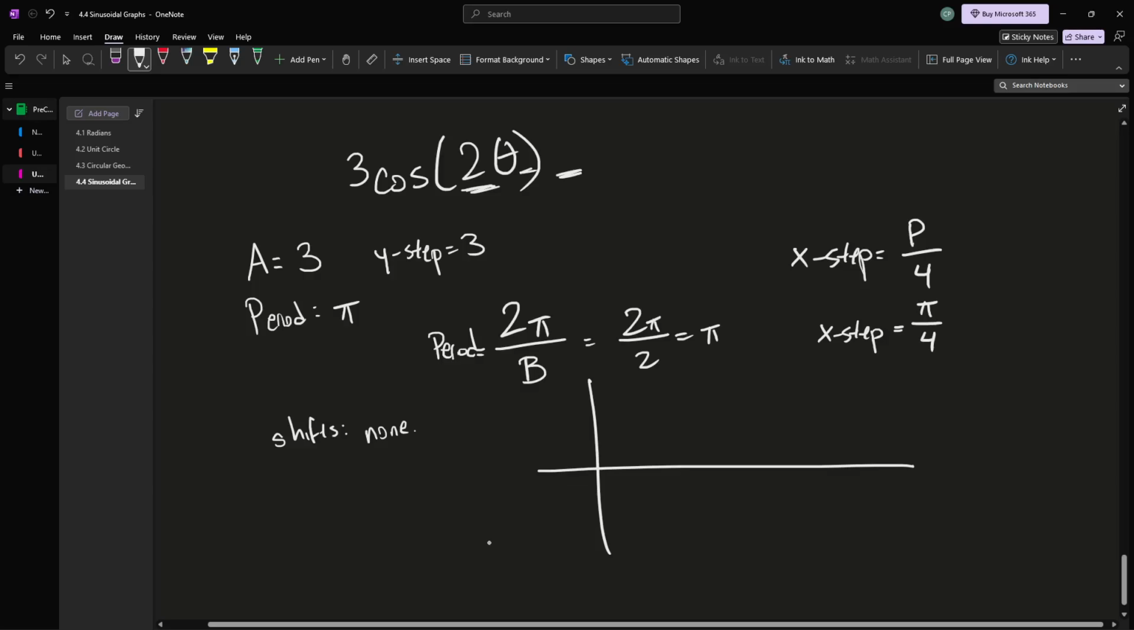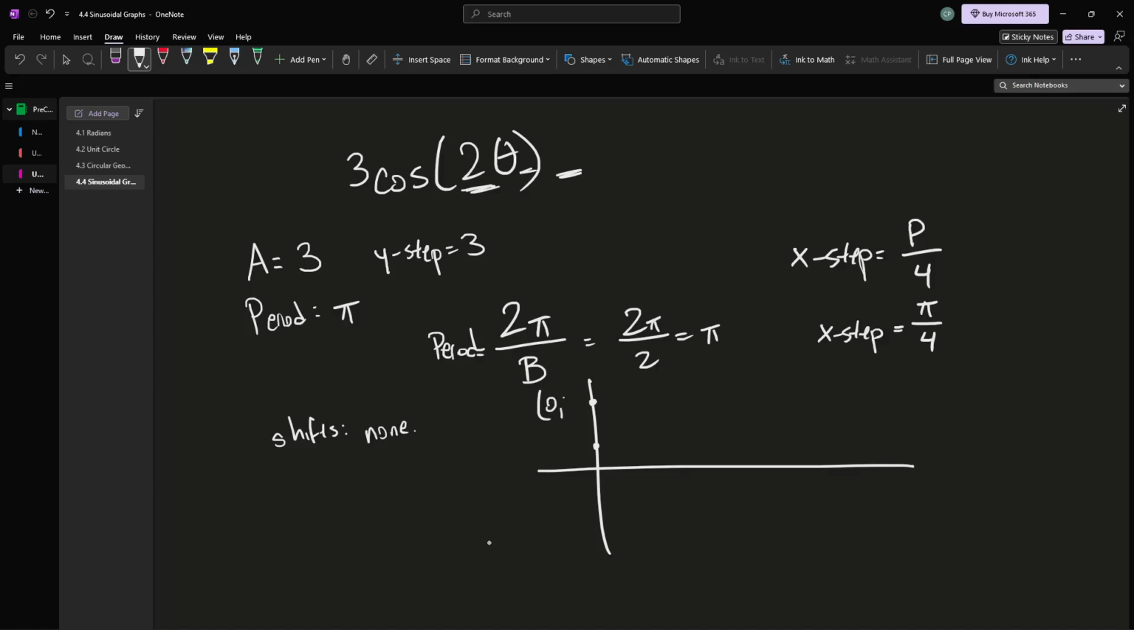We start with a basic point. We start with our starting point from the parent function. Cosine starts at 1. Then we do an amplitude. I go up to 3. And my shifts. That's it. We don't talk about a period at the very beginning. We're just done.